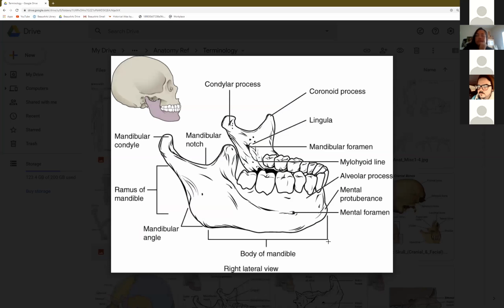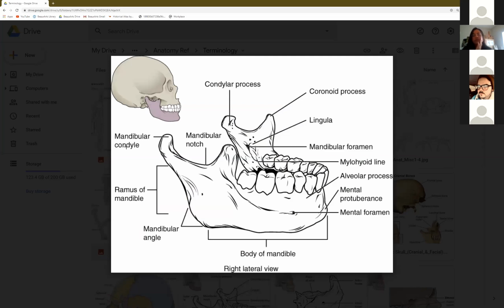So here's a detail of the mandible. You have the main body of the mandible. Where the mandible changes angle, that's called the mandibular angle, or the angle of the jaw. The ramus of the mandible, ramus I think means like ridge, because that's a term that references other ridges in other bones. The ramus of the mandible.